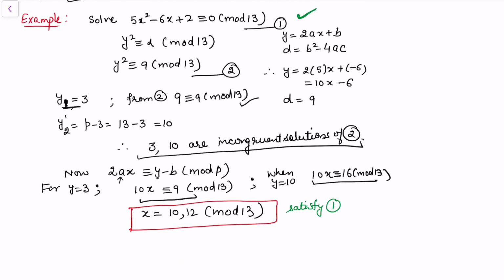This way we can solve the quadratic congruence by converting it into a special type of quadratic congruence and into a linear congruence.